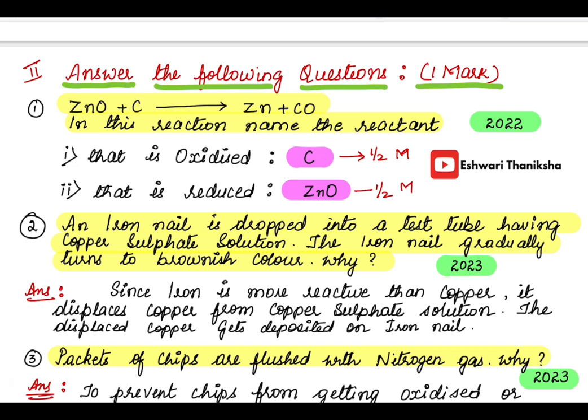Next, we will go for 1 mark questions. Zinc oxide plus carbon gives zinc plus carbon monoxide. In this reaction, name the reactant that is oxidized. Here carbon is oxidized to carbon monoxide and zinc oxide is reduced to zinc. Therefore, you should write carbon.